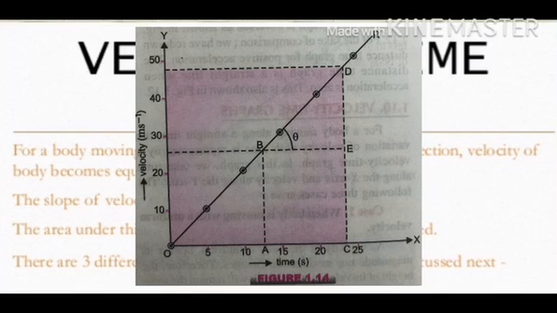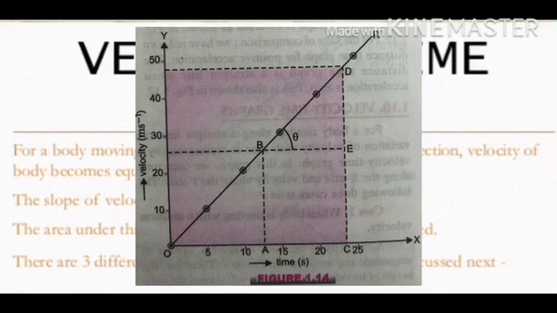Now, acceleration of the body. Time t1 is OA, velocity v1 is AB, time t2 is OC, velocity v2 is CD. Let angle DBE be equal to theta. Slope of the velocity time graph is equal to tan theta, which is equal to DE upon BE. That is, tan theta is equal to (v2 minus v1) upon (t2 minus t1), which is equal to acceleration. Hence, the acceleration of the body is given by the slope of the velocity time graph.